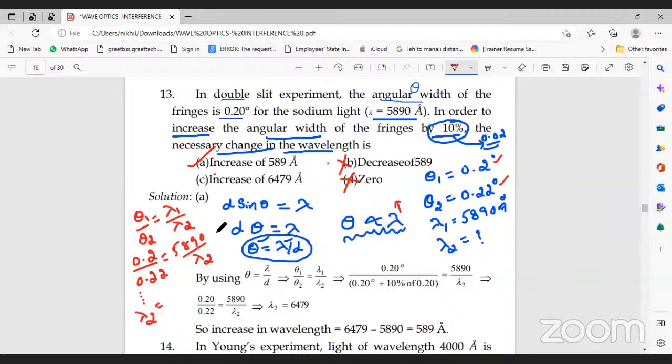Actually, you will get lambda 2 as 6479 angstrom. So what is the increase in wavelength? Increase in wavelength is lambda 2 minus lambda 1, that is equal to 589 angstrom. So option A is the right answer.